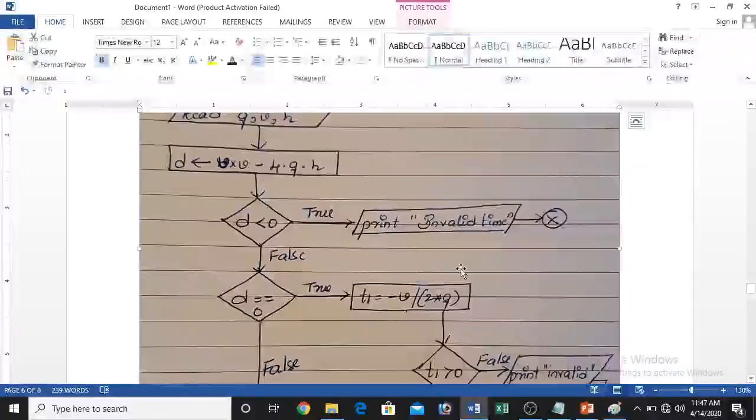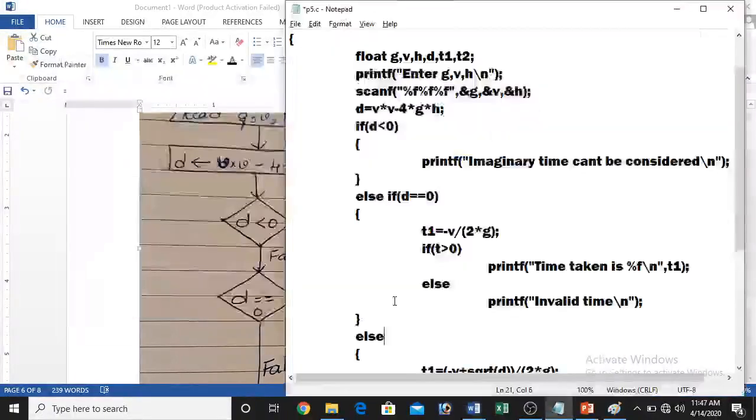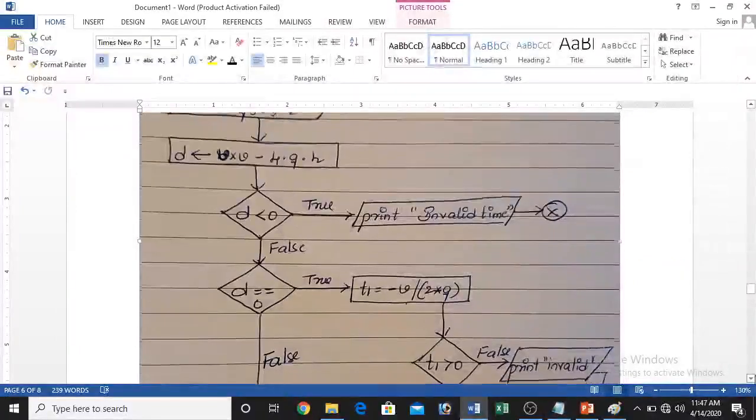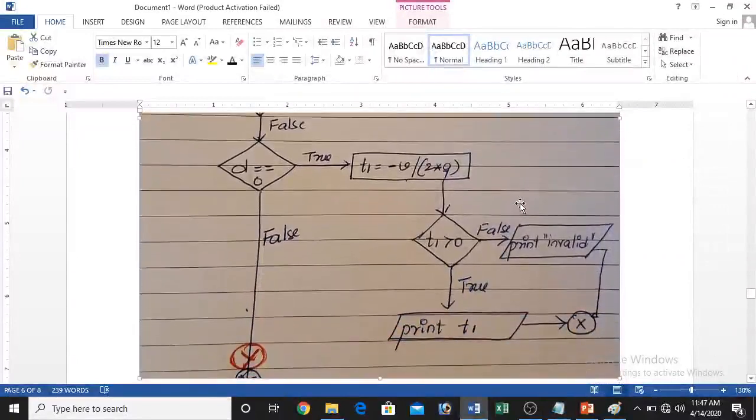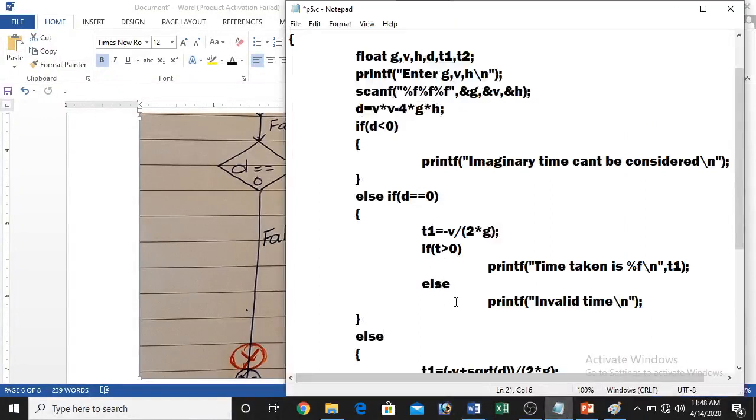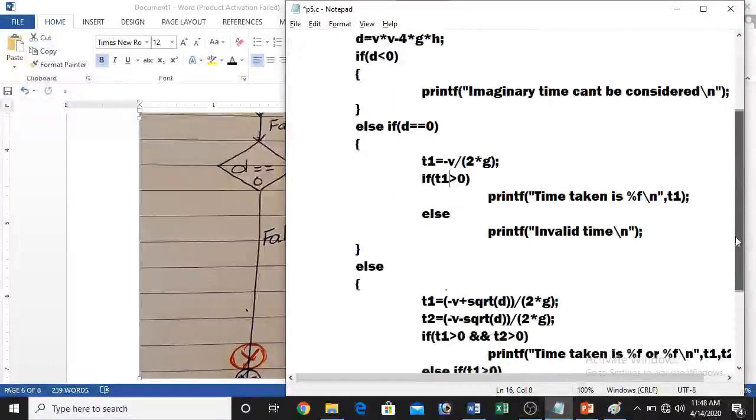Now else if D equal to 0, I need to calculate T1. That is what I have written. T1 is equal to minus v divided by 2 star c. This is the whole value. Now after that you need to check whether T1 is greater than 0. So we have two options, print invalid, print T1. Since we are checking the conditions and two options are there, the best suitable conditional construct is if else. So I am using the if else construct. You can see if T1 is greater than 0, then print time taken is T1 since it is positive. Otherwise print invalid time. Now this is with respect to D equal to 0.